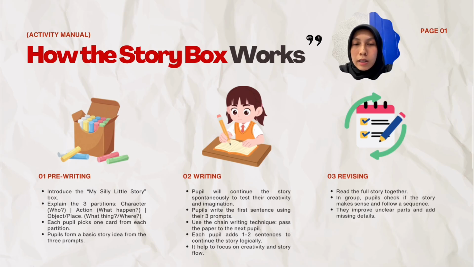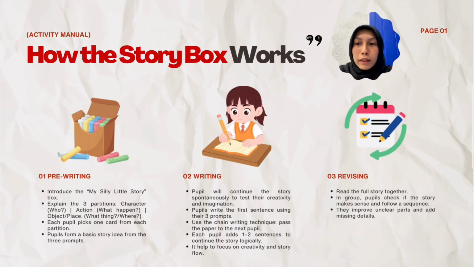The second stage is the writing stage. Here, pupils use the chain writing technique, where they take turns adding sentences to build the story together. This is where the main writing happens. Pupils will continue the story spontaneously to test their creativity and imagination. They write their first sentences using the three prompts that they have chosen from the box, and use the chain writing technique by passing the paper to the next pupil in their group. Each pupil adds one to two sentences to continue the story logically, which helps them focus on creativity and story flow.